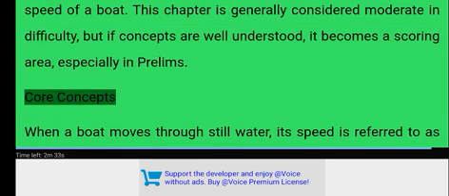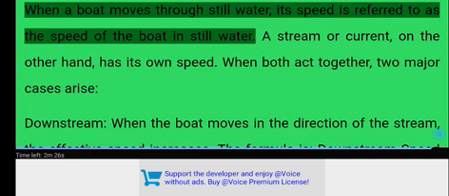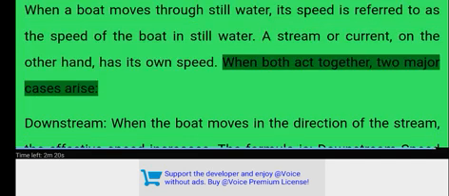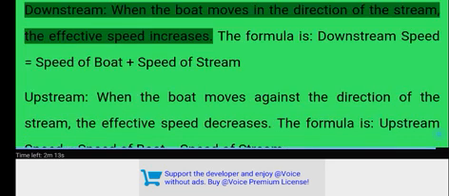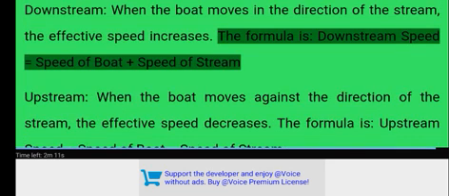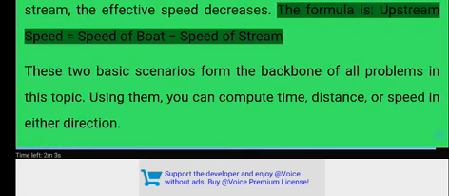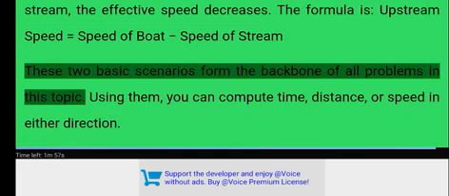Core concepts. When a boat moves through still water, its speed is referred to as the speed of the boat in still water. A stream or current, on the other hand, has its own speed. When both act together, two major cases arise. Downstream: when the boat moves in the direction of the stream, the effective speed increases. The formula is downstream speed equals speed of boat plus speed of stream. Upstream: when the boat moves against the direction of the stream, the effective speed decreases. The formula is upstream speed equals speed of boat minus speed of stream.